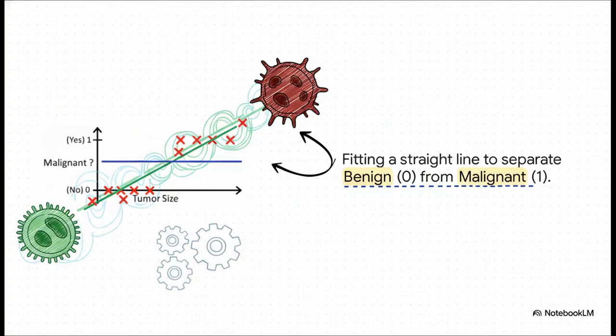Let's use a more serious example for a second, figuring out if a tumor is benign or malignant based on its size. So here on the graph, you can see all the benign cases are down at 0, and the malignant ones are up at 1. The most intuitive thing to do is just draw a line through it, right? We can then pick a cutoff point, say halfway up at 0.5. Anything above that line we'll call malignant. And you know what? At first glance, this actually looks pretty reasonable.